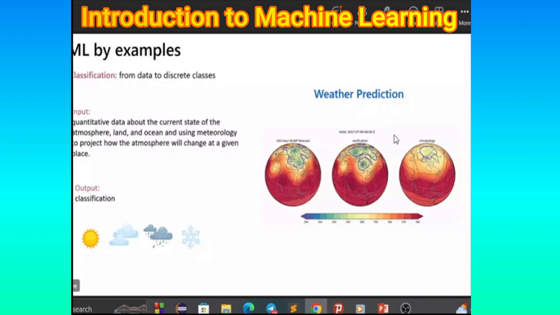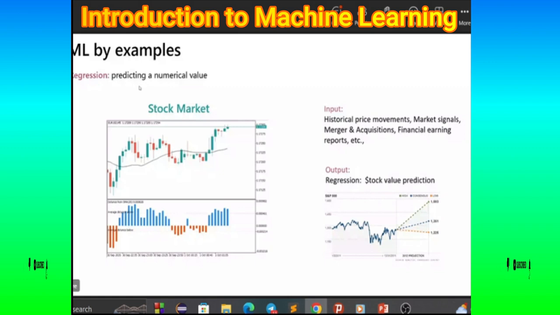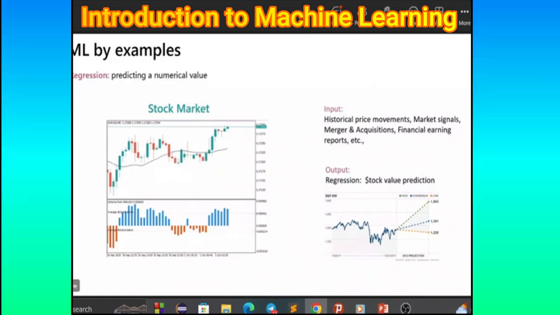Is there a question? Zacharias? So another example is a regression model for predicting a numerical value, and such a model can be used in the stock market. And the input would be historical price movements, market signals, mergers, acquisitions, financial earning reports, and so on. This is the most common data sought in the stock market. We capture different types of market signals, right? How much is being sold? How much is the sale?